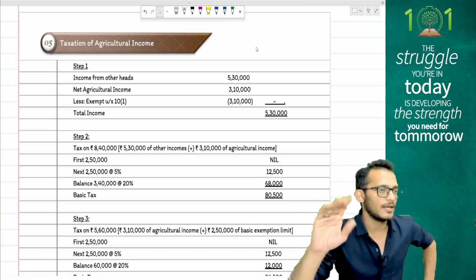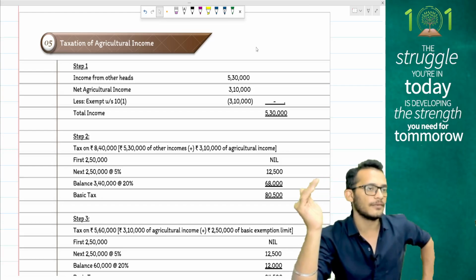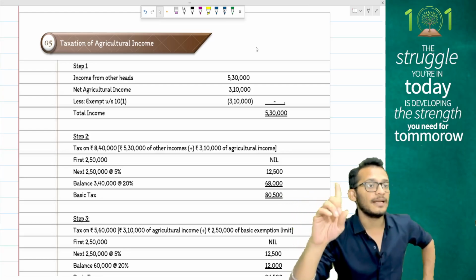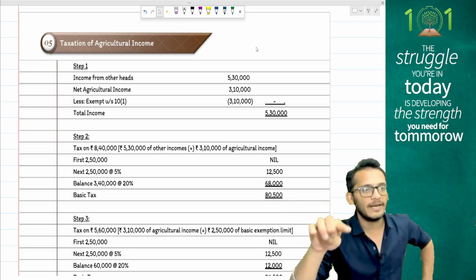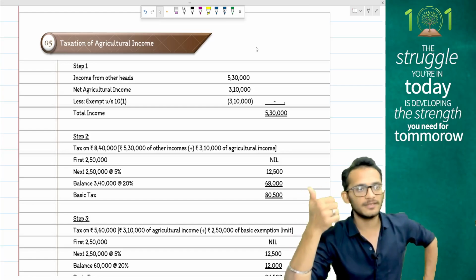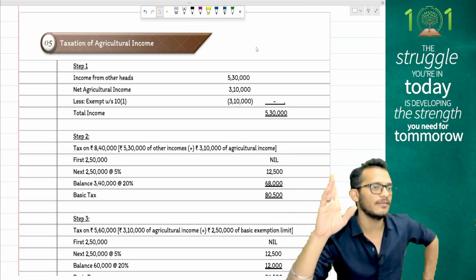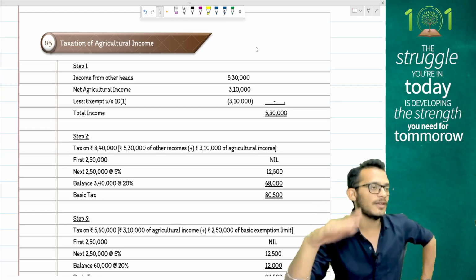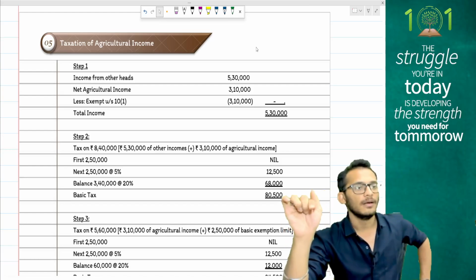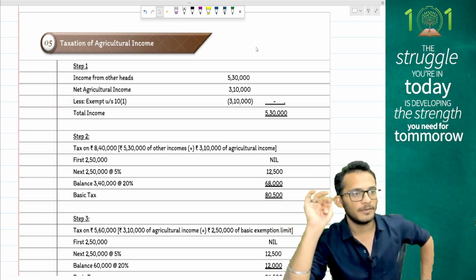Under LOP, no such conditions. Under LOP, the format is: start with gross annual value minus municipal tax only if paid by the owner, arrive at NAV, reduce 30% standard deduction, reduce interest on loan from that, whether it is satisfying conditions or not satisfying conditions. All interest on loan can be claimed as deduction. You will end up with a total income.